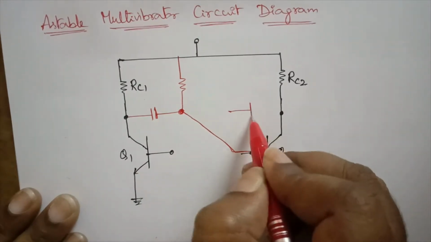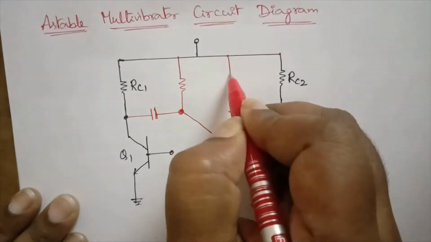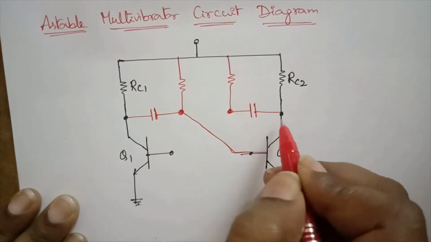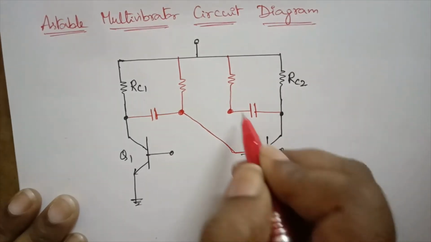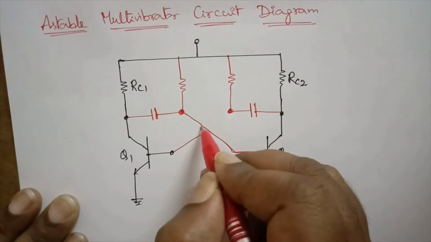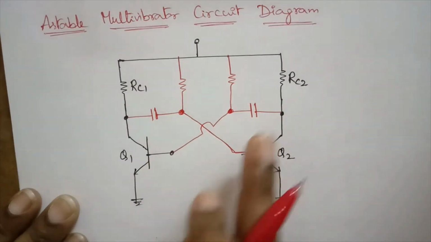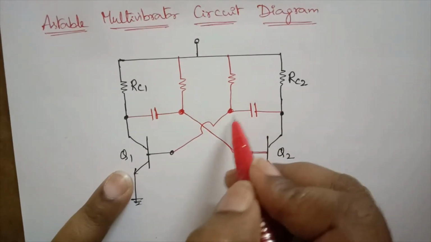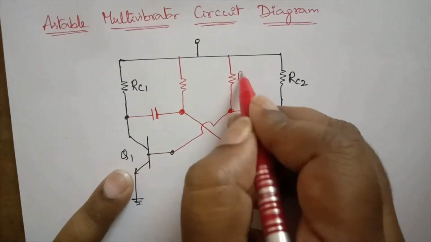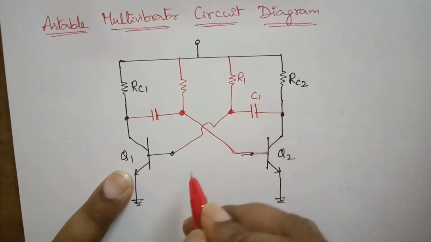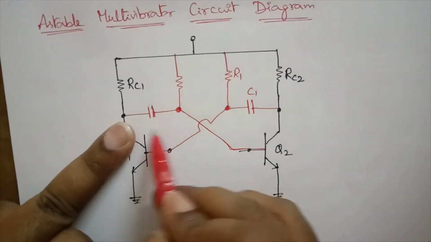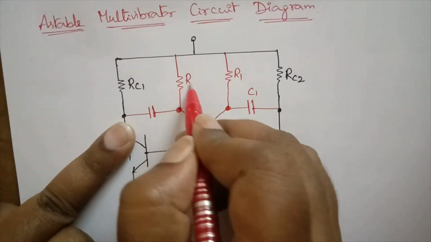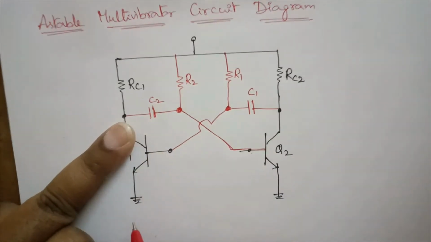So I am taking one more RC network. This is used for connecting the output of Q2 to the input of Q1. Like this I have cross coupled them. This RC network acts as the input to Q1, that's why I named it R1 and C1, and this RC network acts as the input to Q2, that's why I am naming it R2 and C2.